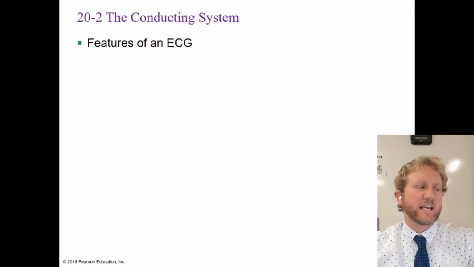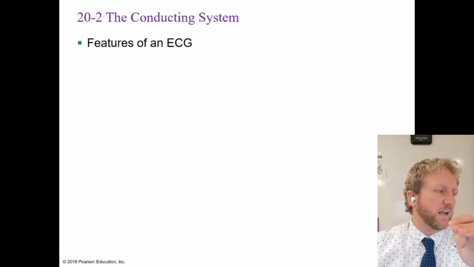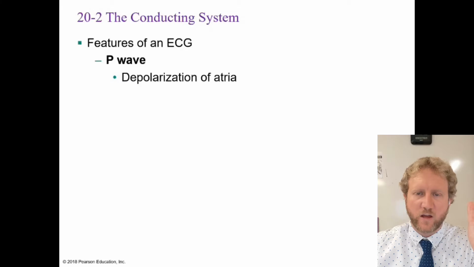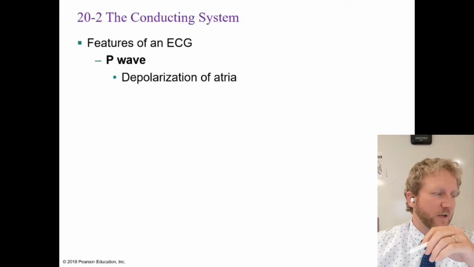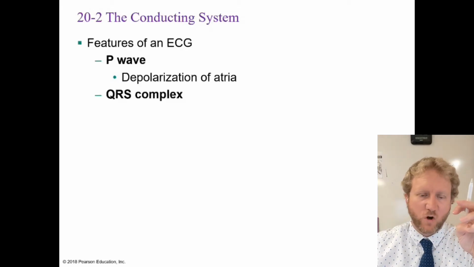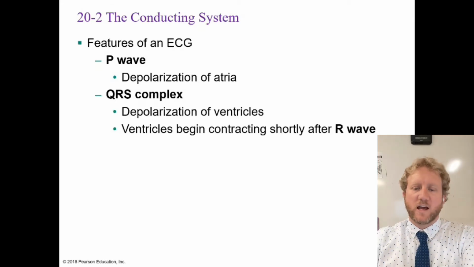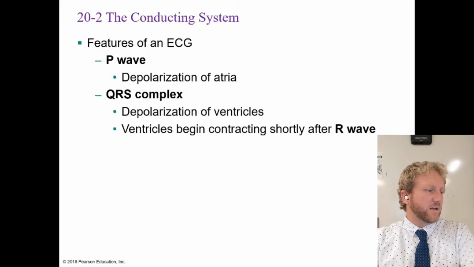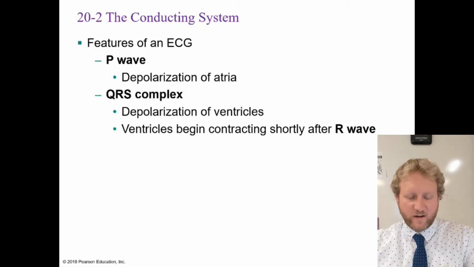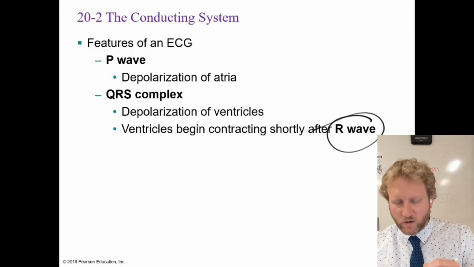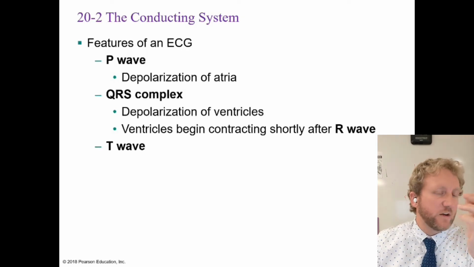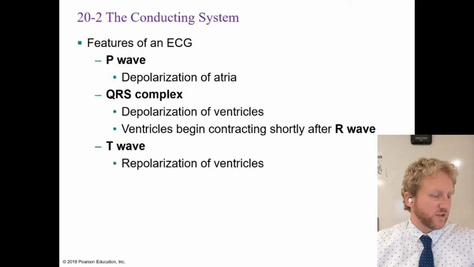So features of an EKG include a P wave. This is where the cells in the atria begin to depolarize. We have the QRS complex, which is depolarization of the ventricles. We have an R wave in here where the ventricles contract after that. We have a T wave, which is the repolarization of the ventricles.